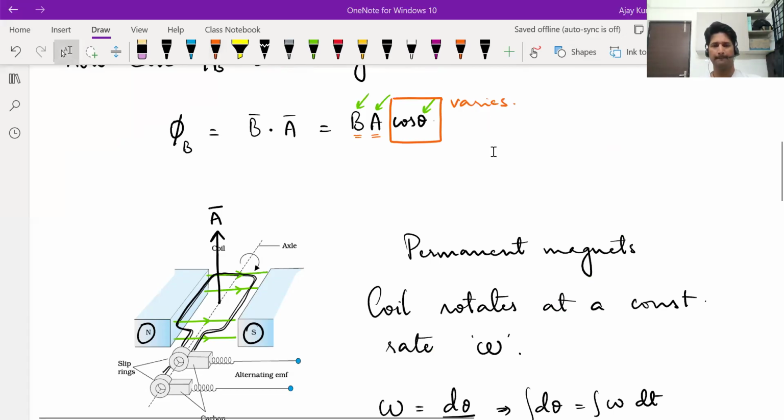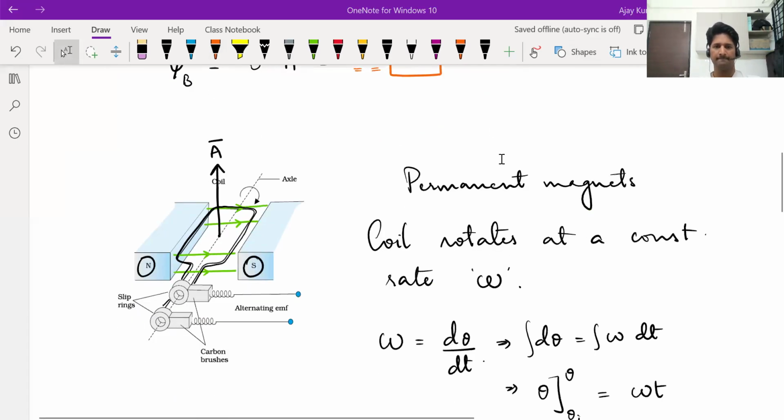Rishi, is this clear? Yes, sir. Isha, did you understand the derivation? Yes, sir. Okay, fine.